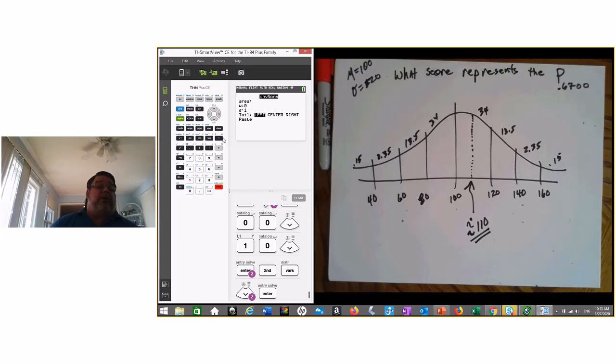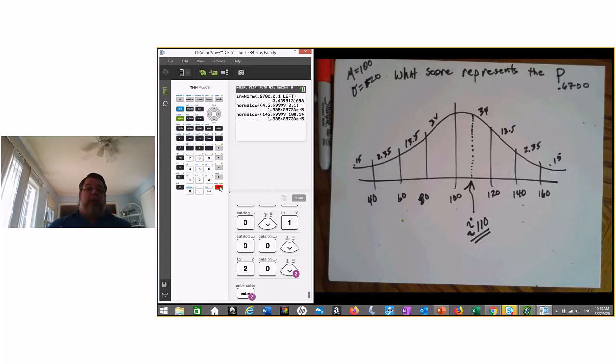And the area is 0.6700. The mean is 100. Standard deviation is 20. And again, it's reading to the left because that's normally what we do. Enter. And I think it's around 110. And it's 108.8 or 109.